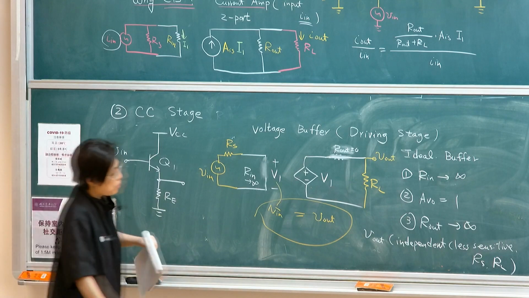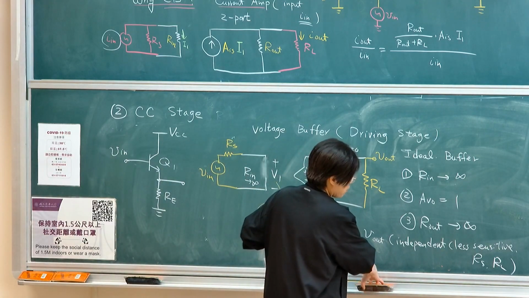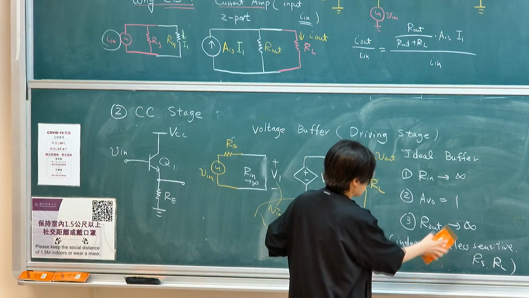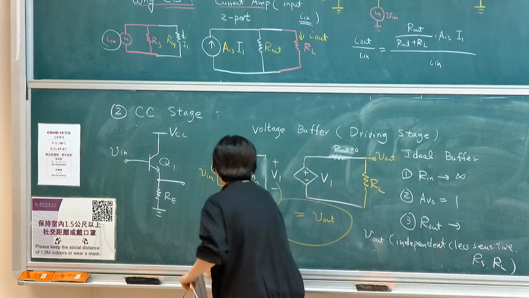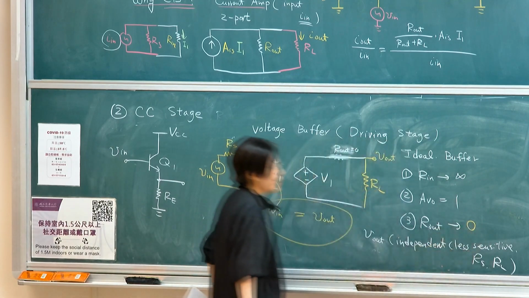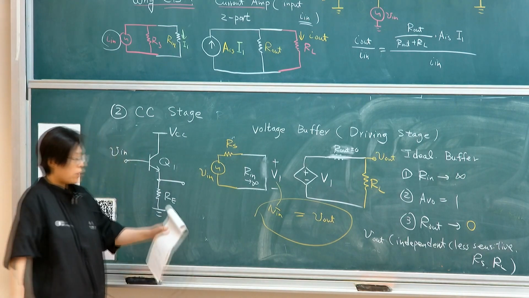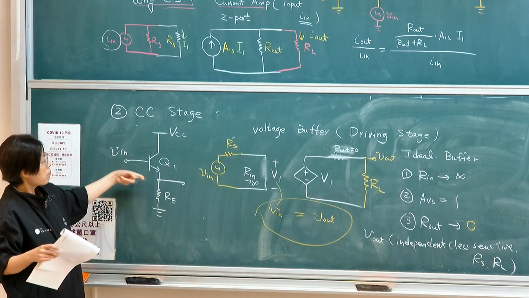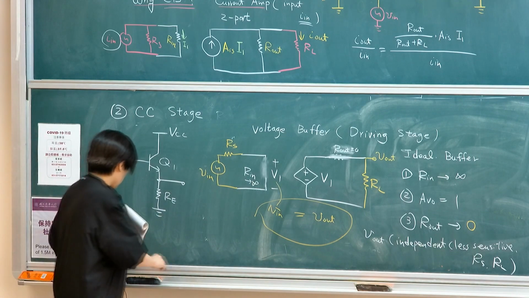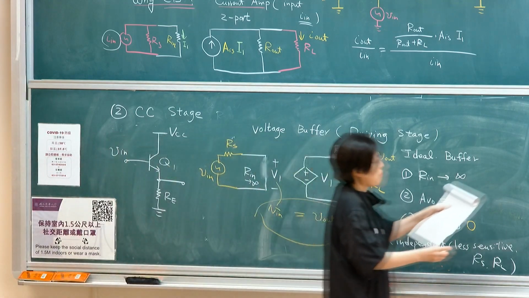Right? What's your question? R out. Oh, yes, correct. I'm saying 0 but writing down infinite. Correct. Okay? So let's see how a common collector stage delivers this.